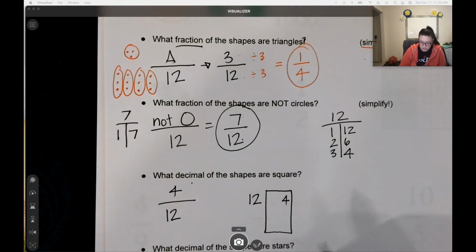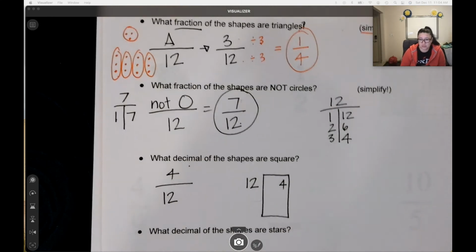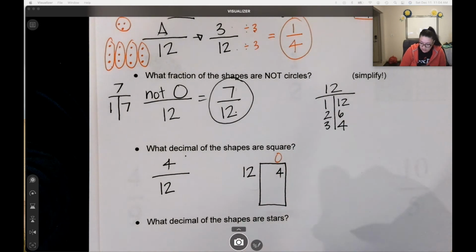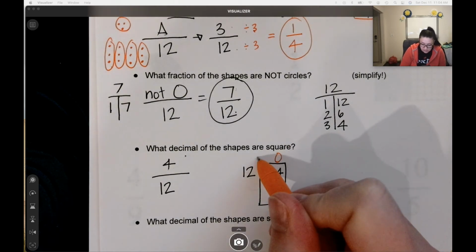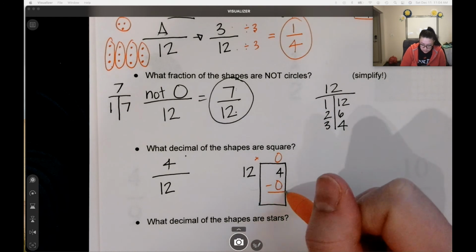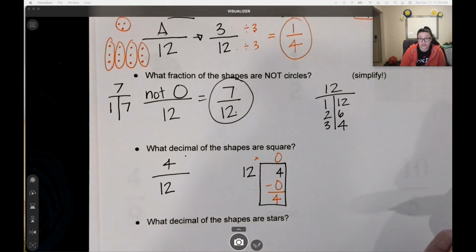So now we divide. Does 12 go into 4? So what number do we show mathematically with that? A 0, because 12 does not go into 4. Then I do 0 times 12. I get 0. Subtract. We get 4. Are we done dividing? We had a remainder. We've got something left over. So that means we have to add more boxes.